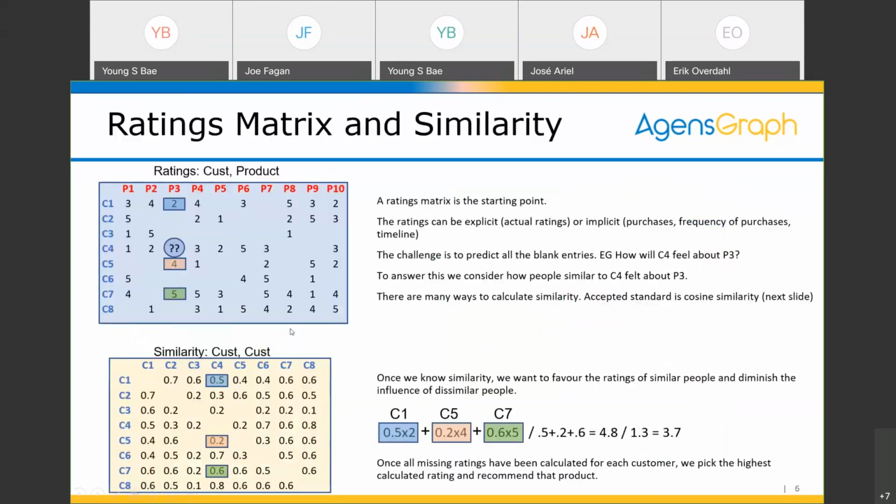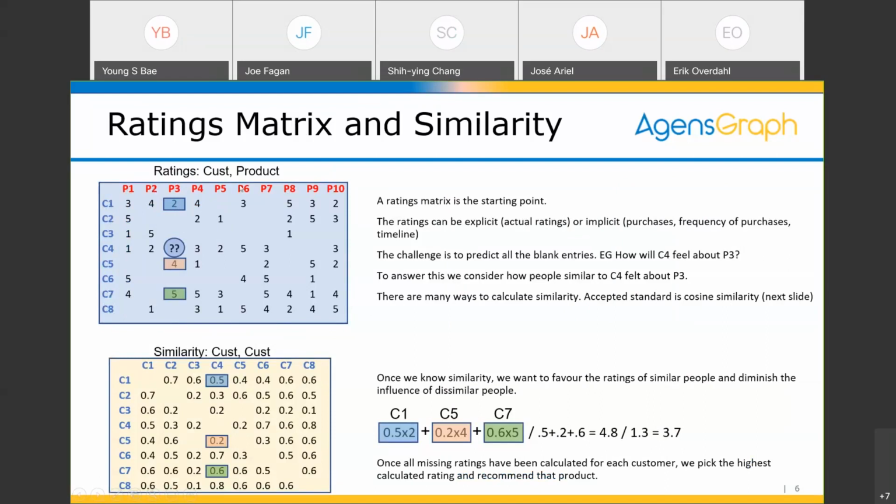The very starting point in any collaborative filtering method is a matrix that describes the ratings between customers and products. So we have products in rows and the customers down the side here. This 2 here means that customer 1 rated product 3 as number 2. Notice I've given them anonymous names because I know nothing about them. I don't need to know their names.